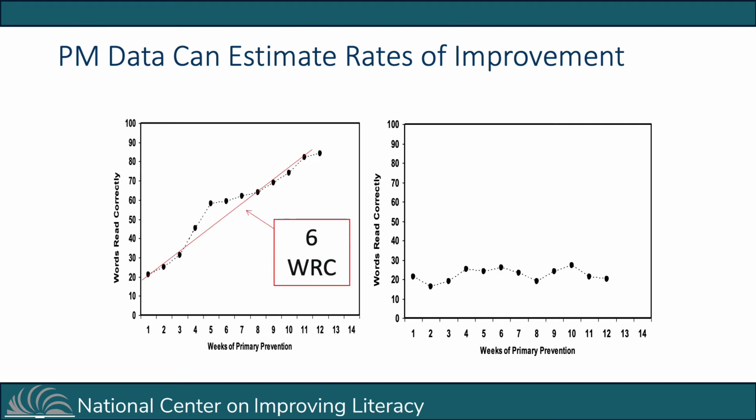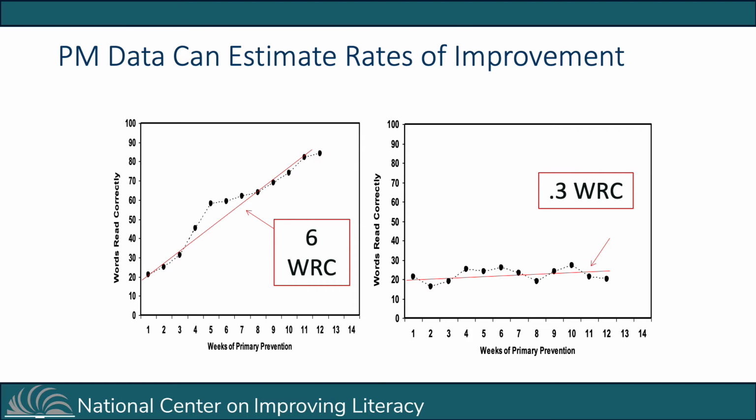The graph on the right shows a student with fairly flat CBM scores. The flatter scores may indicate that the student is not responding to his or her current instruction, and perhaps an instructional change for the student should occur.